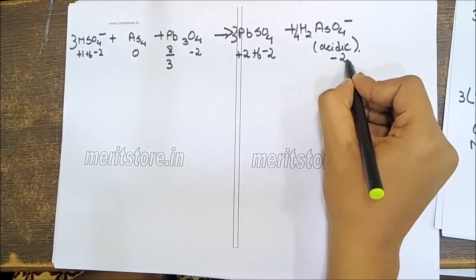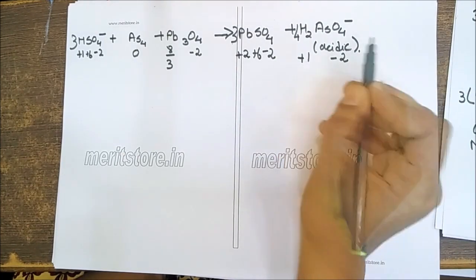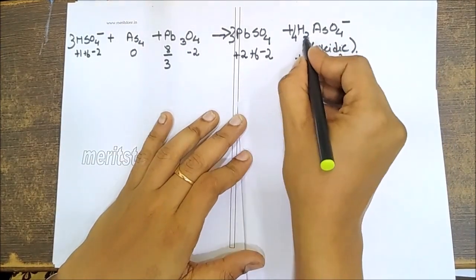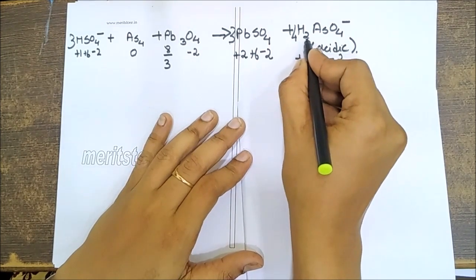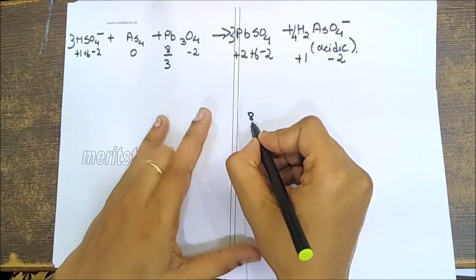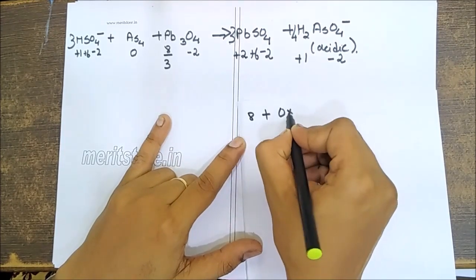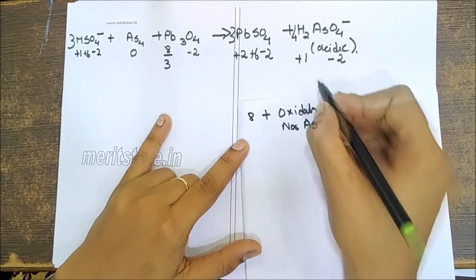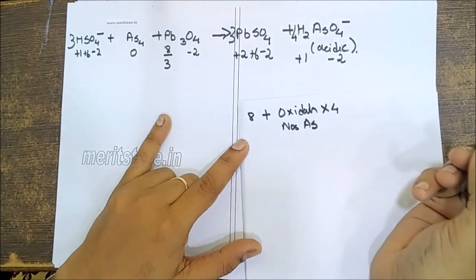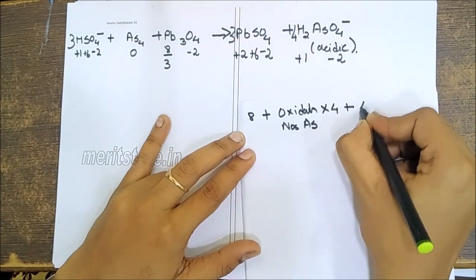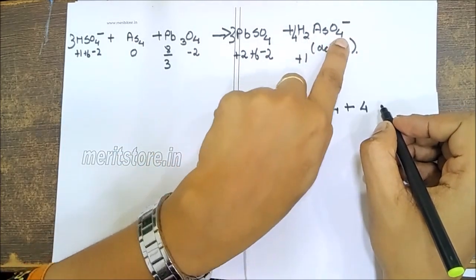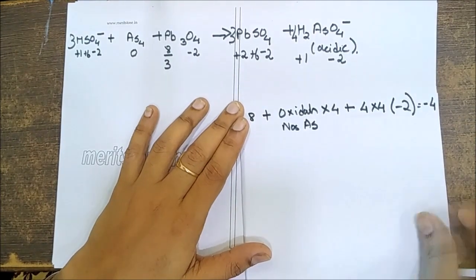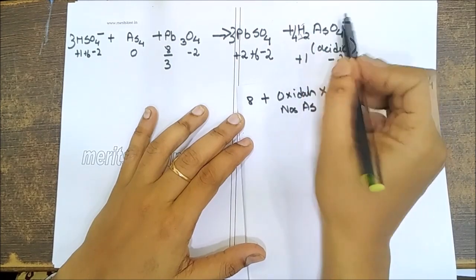Oxygen we know is having an oxidation number of minus 2. Hydrogen we know is having an oxidation number of plus 1. So if you want to calculate, see it's this way. 8 atoms of hydrogen, 4 twos are 8. So 8 into plus 1, which is going to give me 8 only, plus the oxidation number of As, but since there are 4 such atoms, I am multiplying it by 4, plus 4 the whole ionic species, and here 4. So 4 into 4 into minus 2, this should give me minus 4, since there are 4 such ions.